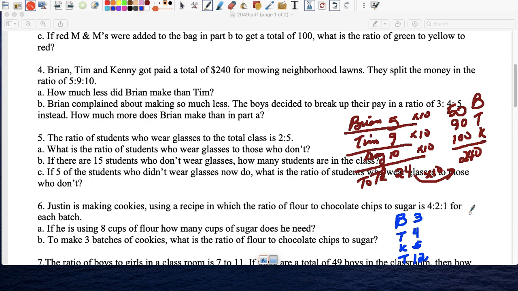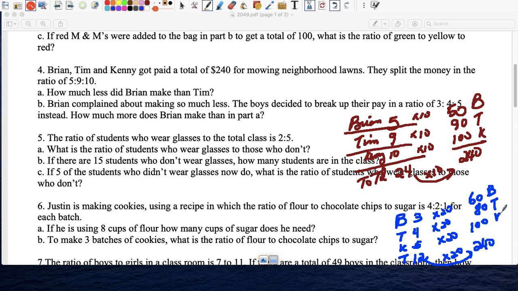So if they work and they make $240, right, this is times 20. So everything's going to be times 20. So let's see what happens when they make $240. Brian's going to make 3 times 20, 60. Tim is going to make 4 times 20, which is 80. And Kenny's going to be 5 times 20, which is 100.